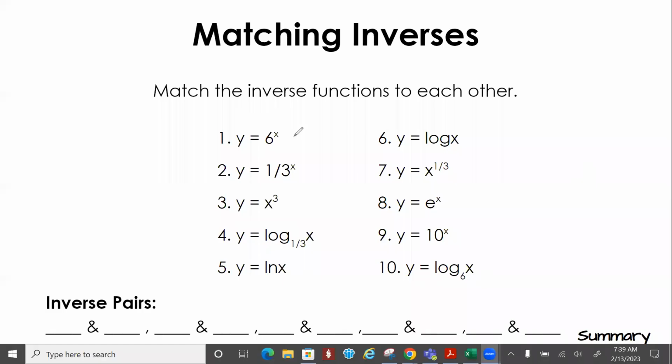All right, so looking at this first one, we got 6 raised to the x. What number is the inverse function for it? Okay, we see that there is a base of 6, and there's a base of 6 on this one. So 1 and 10 are inverse pairs. Okay, what about number 2? We got 1/3 raised to the x.